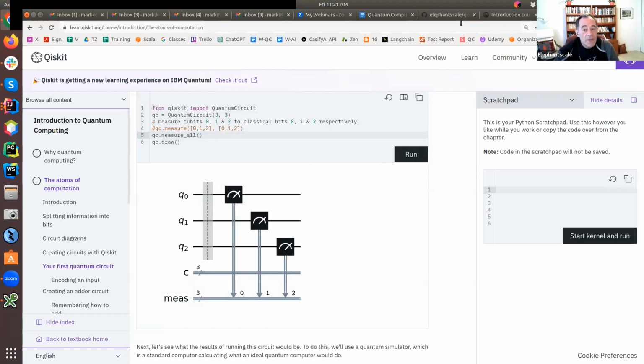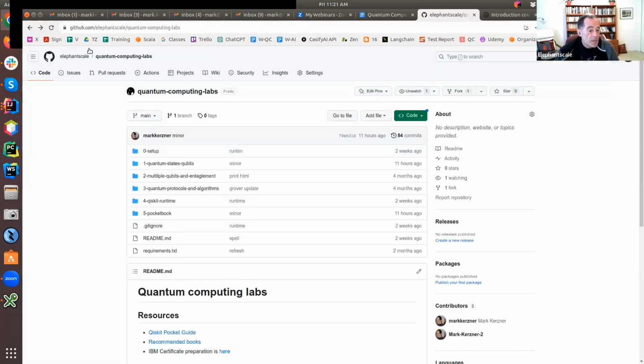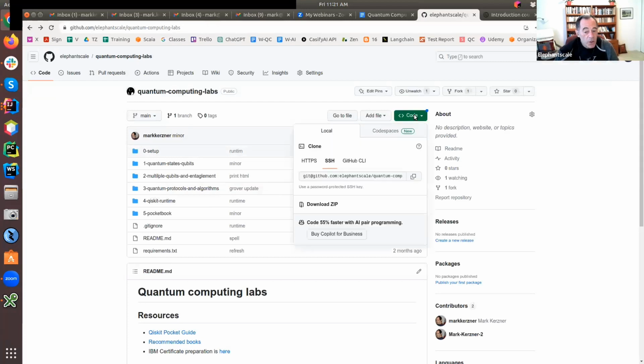But if you have something else, and that something else happens to be those open labs, what you can do is just clone them. That's the clone command for SSH if you have the key. That's the clone command if you don't have the key. So let me demonstrate how you would be doing this.